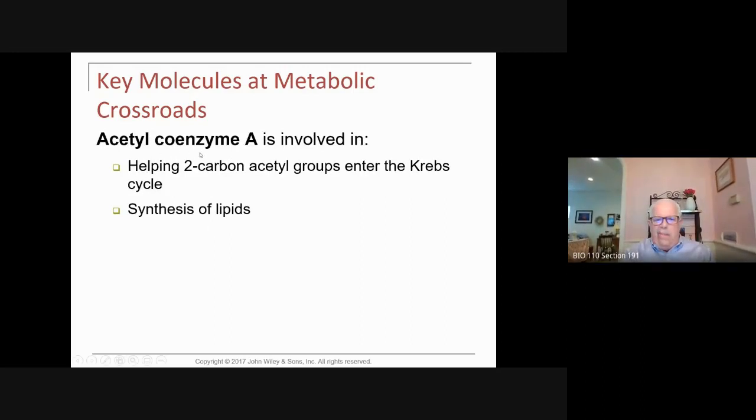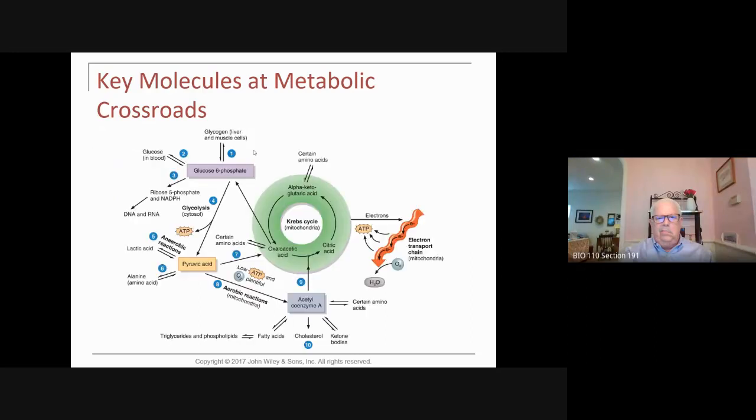Acetyl-CoA. Remember, without acetyl-CoA, you cannot enter the Krebs cycle. And here we have them all together. Here's glucose 6-phosphate. Here's pyruvic acid. And somewhere around here, here it is, acetyl-CoA. There it is. Essential molecules.